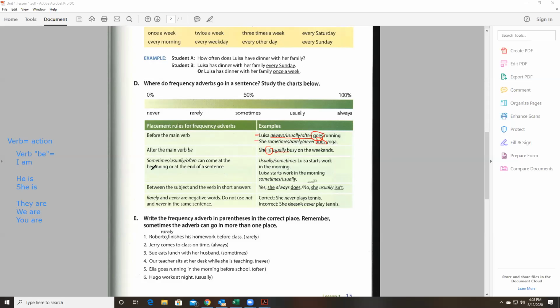Okay, now let's look at the next one. It says, when you use sometimes, usually, or often, they can come at the beginning or at the end of a sentence. And that is only when you use sometimes, usually, or often. That can go in the front or at the end. For example, sometimes Luisa starts work in the morning. Luisa starts work in the morning sometimes. Okay, next one, it's between the subject and the verb in short answers.